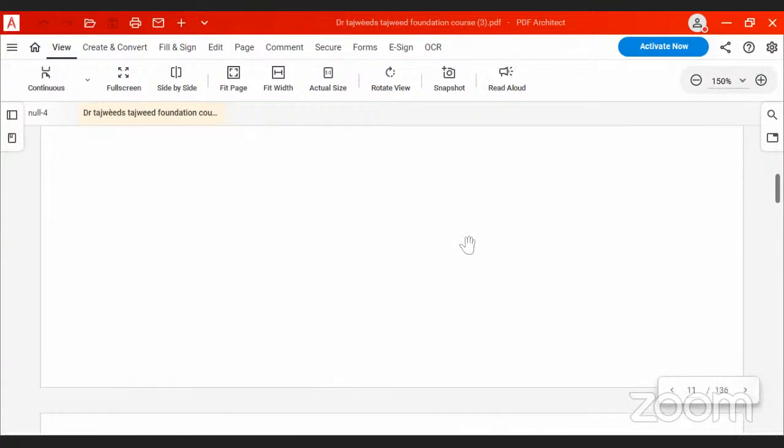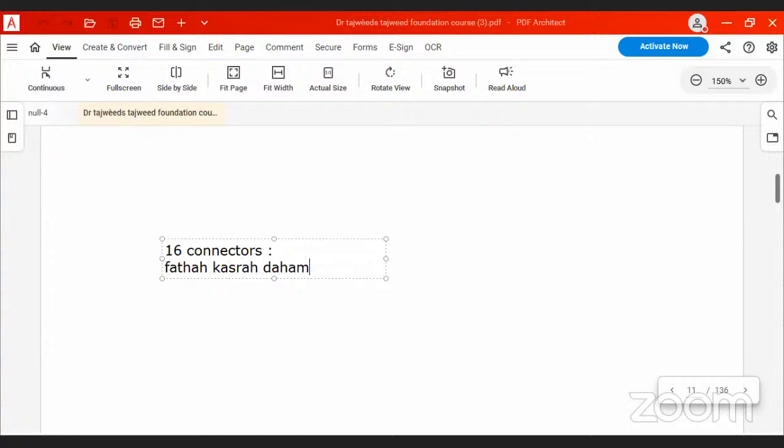Before that, you should know that there are 16 connectors in the Quran. These connectors are required for reading the Quran. So 16 connectors, we have already learned 3 of them. That is Fatha, Kasra, Dhamma. Okay, we have already learned this. These are the first 3 connectors.